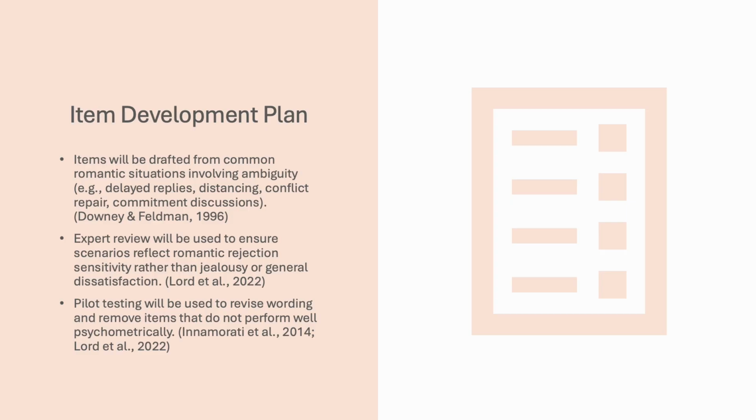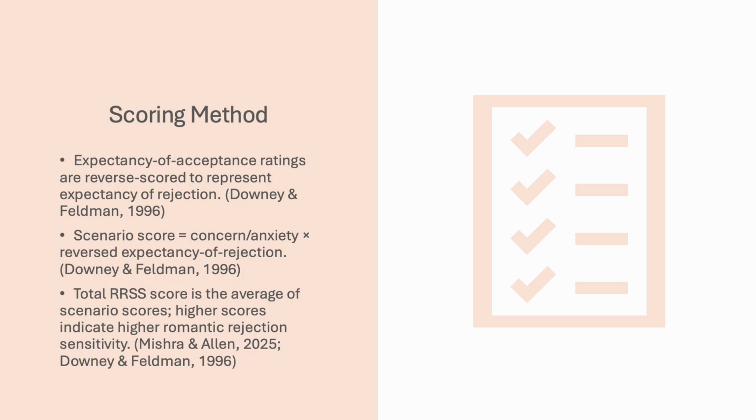For example, if an item is confusing, too culturally specific, or doesn't relate well to the total score, it may need to be revised or replaced. For scoring, expectancy of acceptance ratings are reverse scored to represent expectancy of rejection. Each scenario score is calculated by multiplying the concern or anxiety rating by the reverse expectancy of rejection rating. The total RRSS score is the average of all scenario scores, and higher scores indicate higher romantic rejection sensitivity.